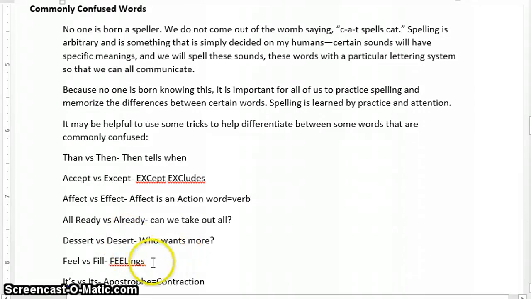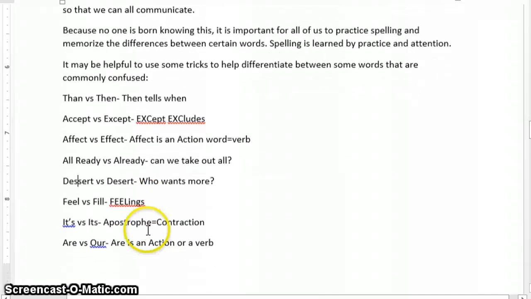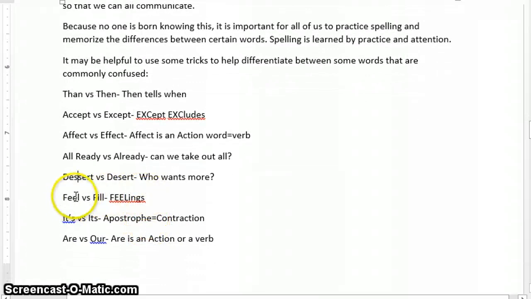The next one is feel versus fill. Okay, and the way I like to remember this one is feel with two E's looks just like feelings. Okay, and when I remember that, it's easy to understand that this is the emotional connotation, where this other one is to place something within another thing and fill it up.